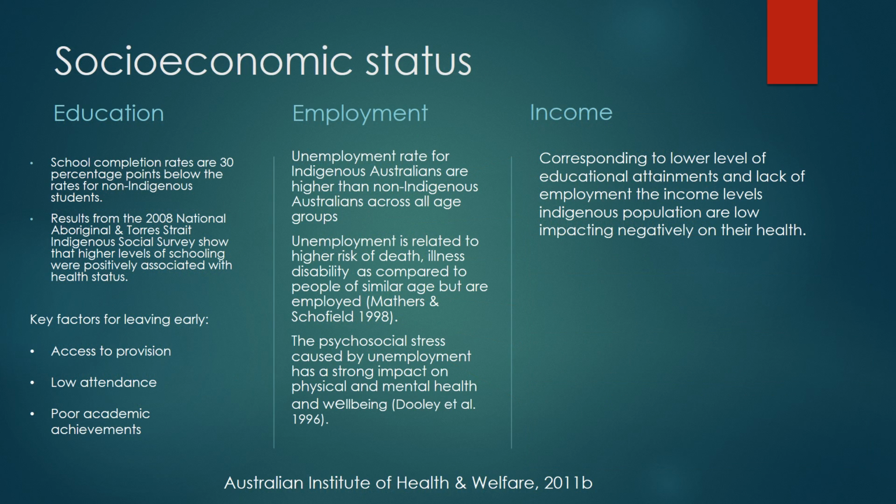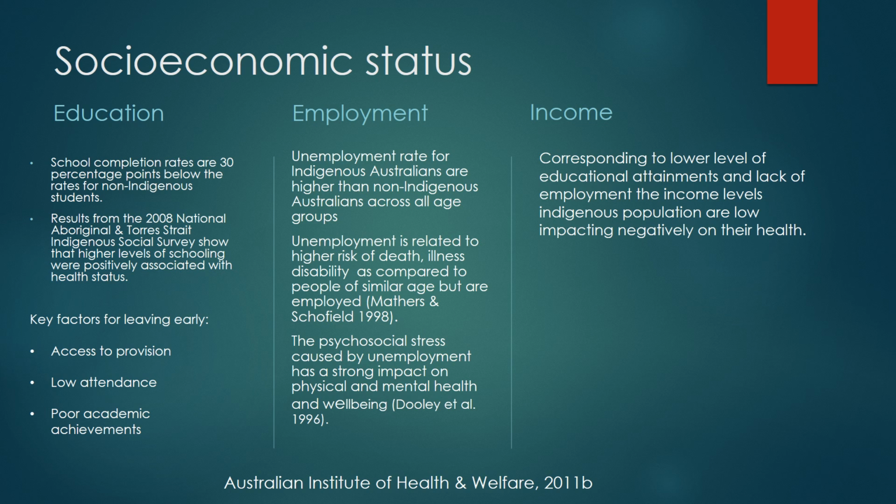Indigenous schooling completion rates are significantly lower than the rates for non-Indigenous students. The 2008 National Aboriginal and Torres Strait Islander survey has shown a positive relation between a higher level of schooling and better health status. Low school completion rates are due to low accessibility in remote areas, lack of recognition of culture and history, inability to engage parents, carers and community, ongoing social disadvantage and health issues.